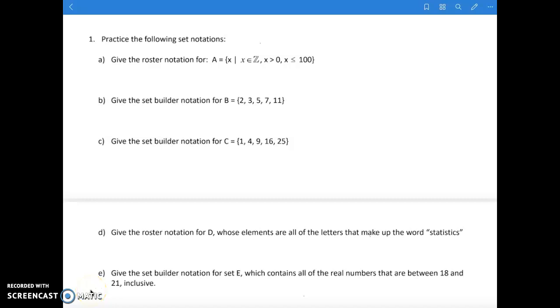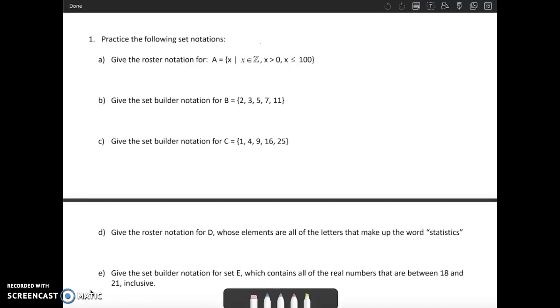So now that we know some of the basic sets and we've learned our set notations, we want to practice moving back and forth between the different notations. So the first question here, part A says, give the roster notation, or again, the list notation is what that means.